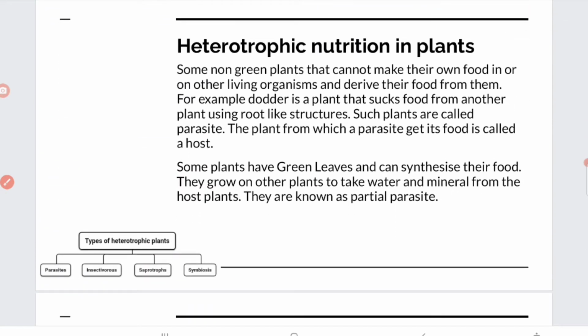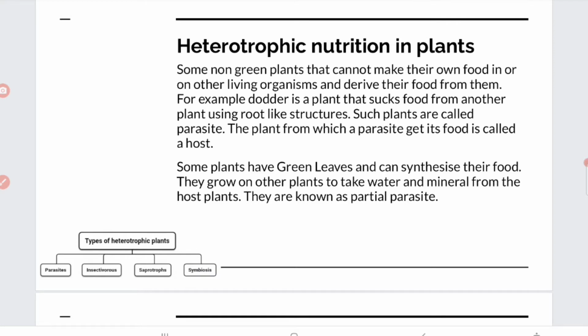Next, heterotrophic nutrition in plants. Most of the plants that we see around us are green in color. But have you ever seen a mushroom or a pitcher plant? A pitcher plant has green leaves but has a yellowish pitcher-like thing. Why are they plants but heterotrophic? Plants are of two types, autotrophs and heterotrophs. They can be heterotrophs too.